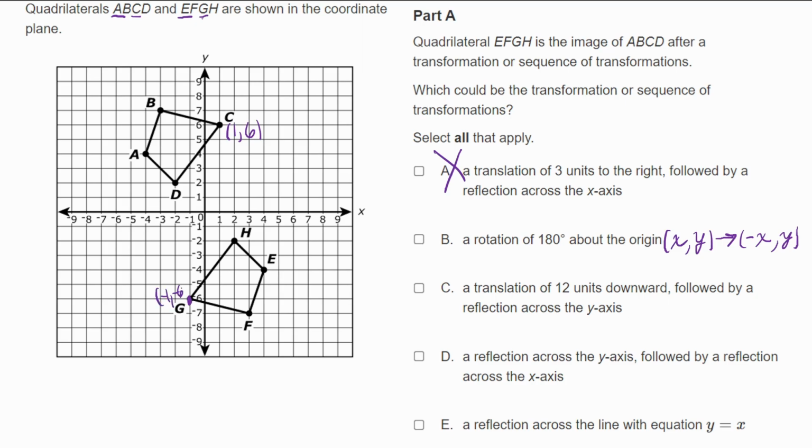-1, -6, that is point G. It matches up. Okay. But what if just one of these matches up? Does that mean it works? No, let's test another point.